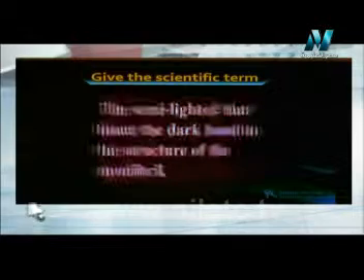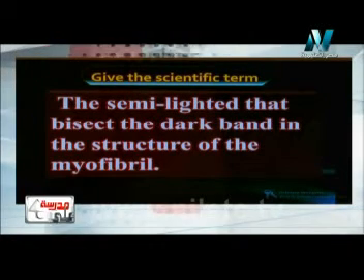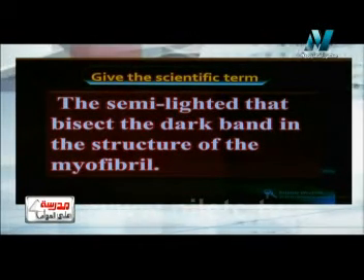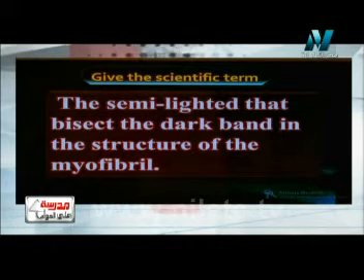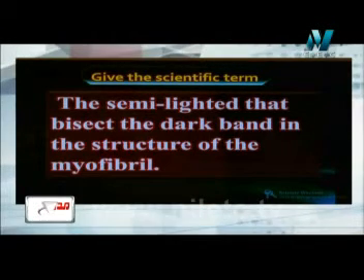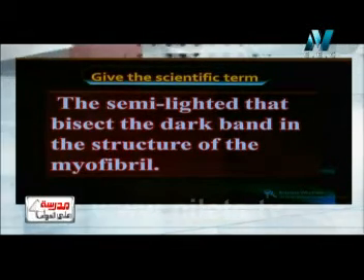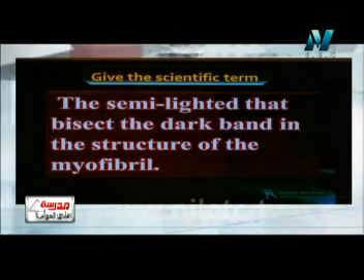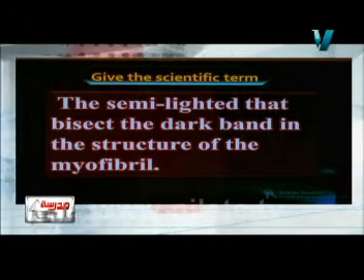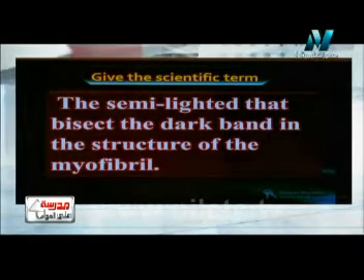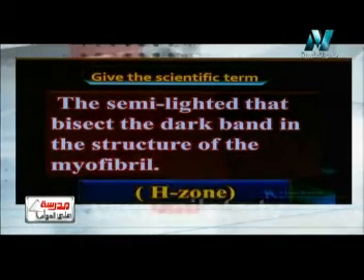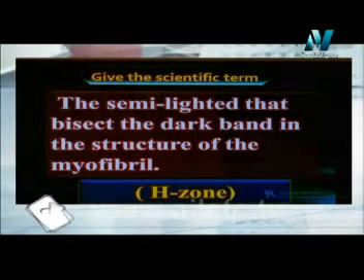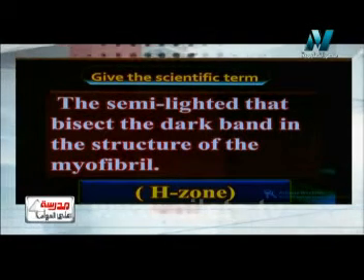The next: the semi-lighted area that bisects the dark band in the structure of the myofibril. The semi-lighted area acts as the H zone because of the presence of myosin only, and there is no actin in the semi-lighted area.